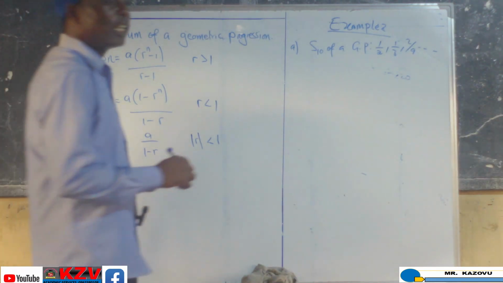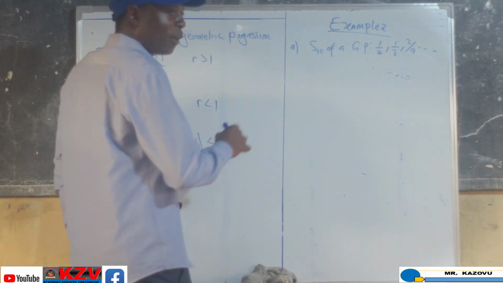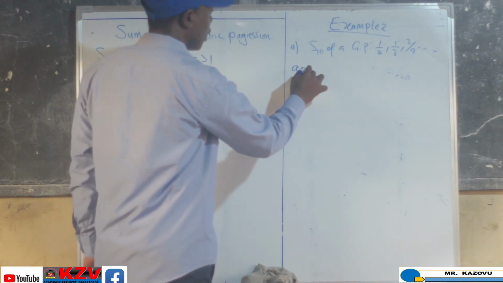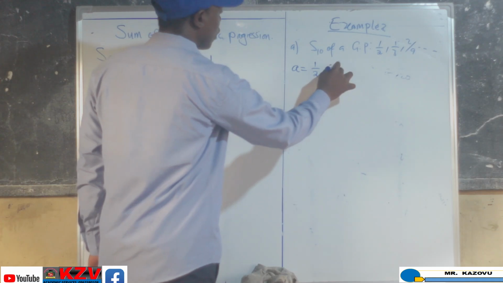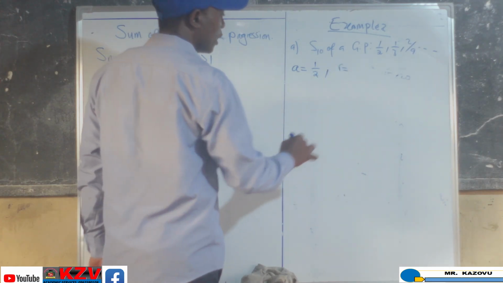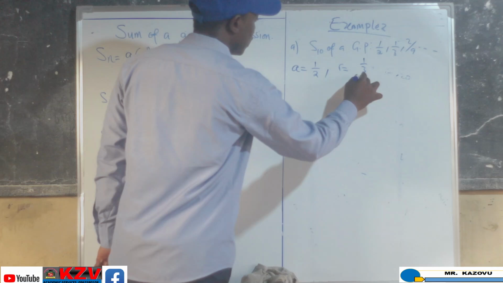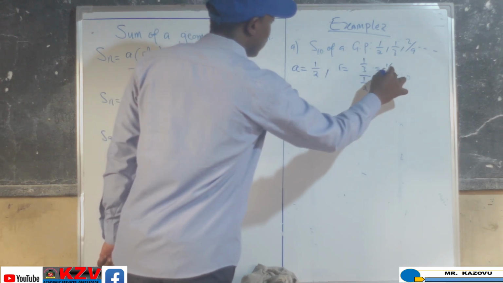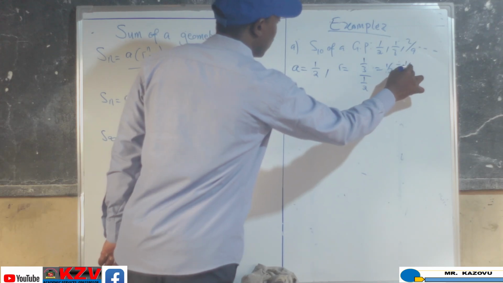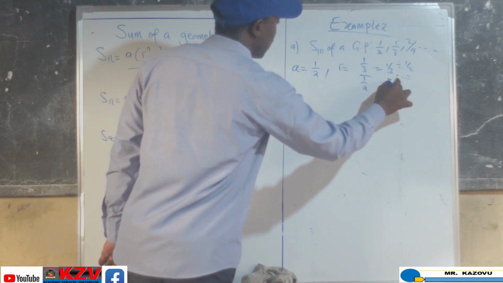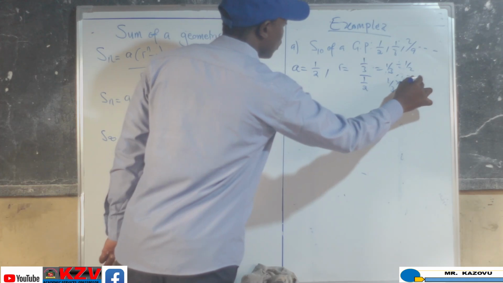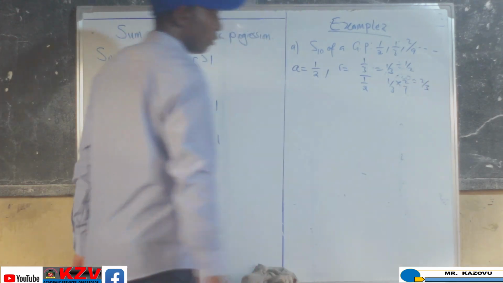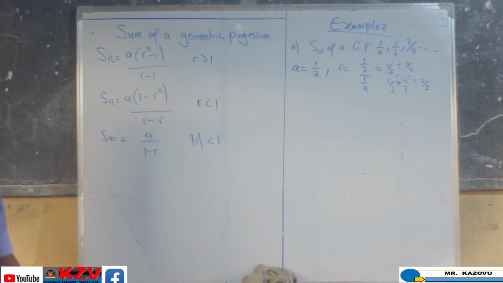Let's get the common ratio. The first term here is 1 over 2. Now, what is the common ratio? Common ratio is 1 over 3 divided by 1 over 2. Meaning that we have 1 over 3 times 2 over 1. So we have 2 over 3. Do you agree with me?